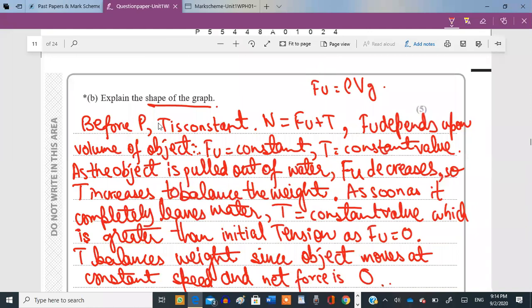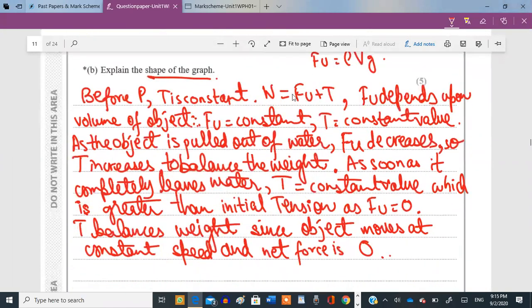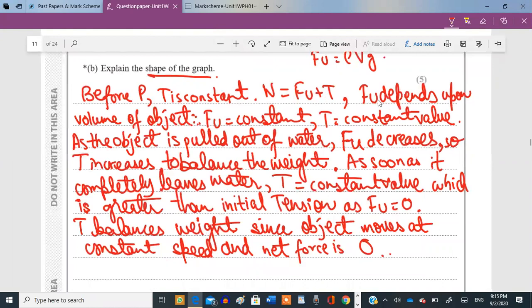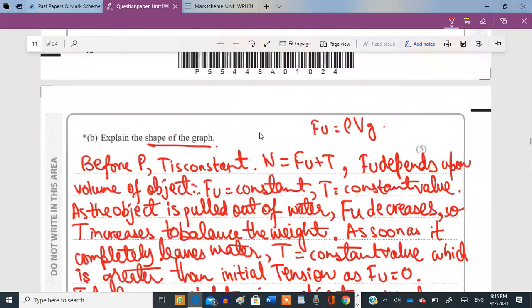Okay, so before the point P, tension is constant, right over here. Weight is equal to the sum of the tension and the upthrust. Upthrust depends upon the volume of the object itself, so it's constant because the volume is constant. Tension has a constant value too because the upthrust is constant. Then as the object is pulled out of water, the upthrust decreases. As it is pulled out of water, upthrust will fall, right?